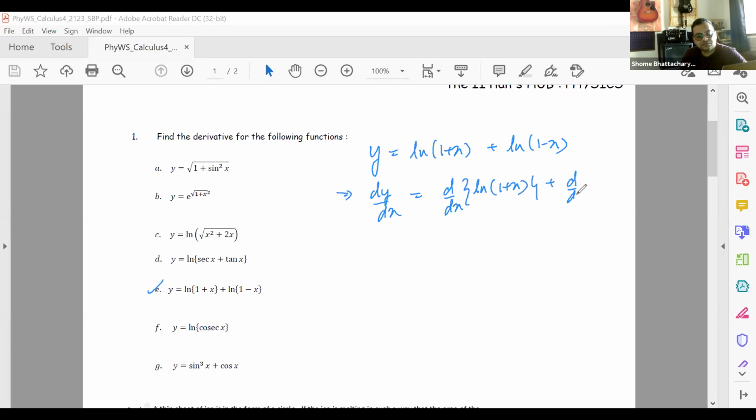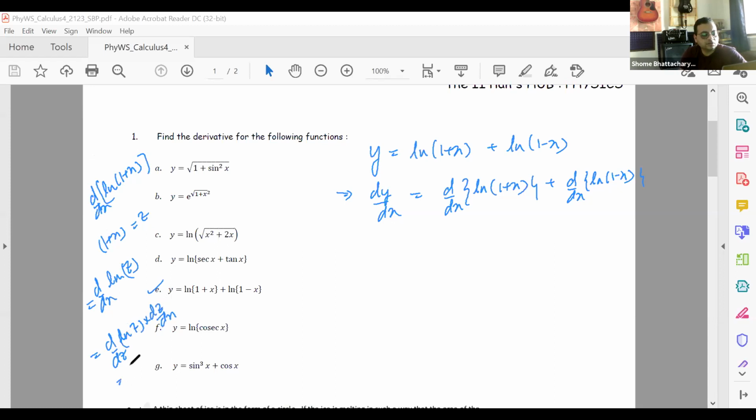plus separately differentiation of this term ln(1 minus x). Now, when I'm doing a differentiation like this, differentiation of ln(1 plus x), or any function like this, I'll take 1 plus x as z, right? So we are doing differentiation with respect to x of ln z. So that will become differentiation with respect to z of ln z into dz by dx. So it will become 1 by z into differentiation of 1 plus x. So that is 1 upon 1 plus x.